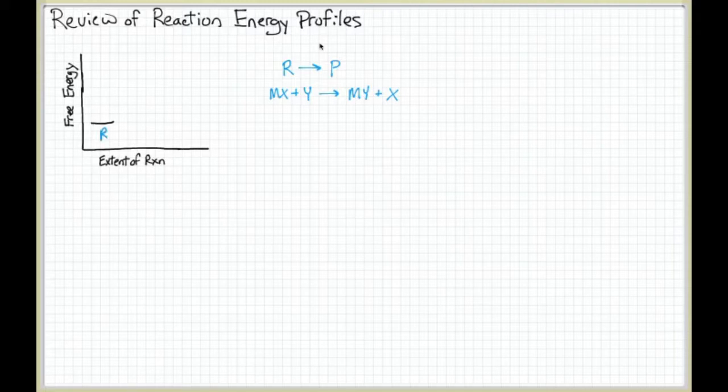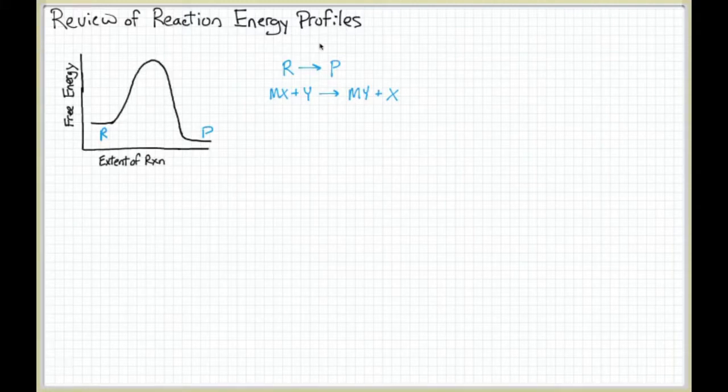On the left-hand side of the diagram is shown the energy of the reactants. On the right-hand side, the energy of the products. The overall difference in energy of the reactants and products will be the energy of the reaction. In this case, the products are lower in energy, and so this will be an exergonic reaction.